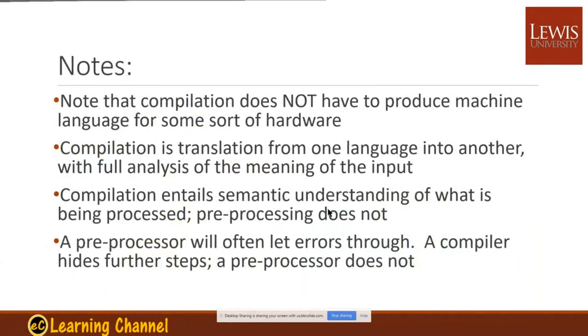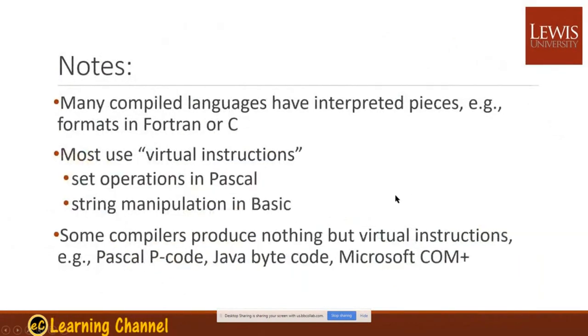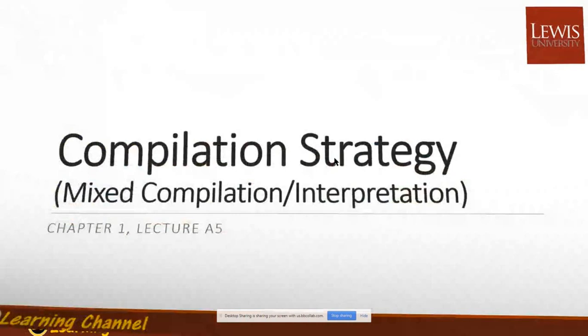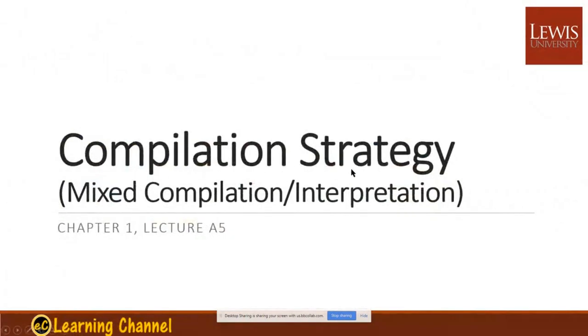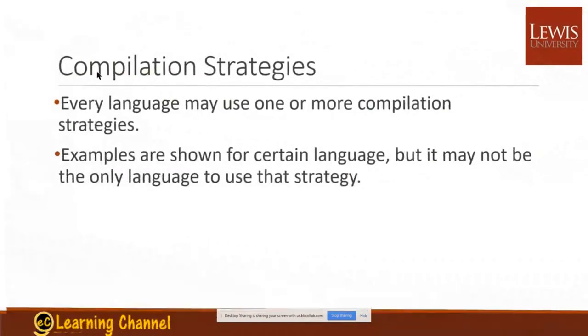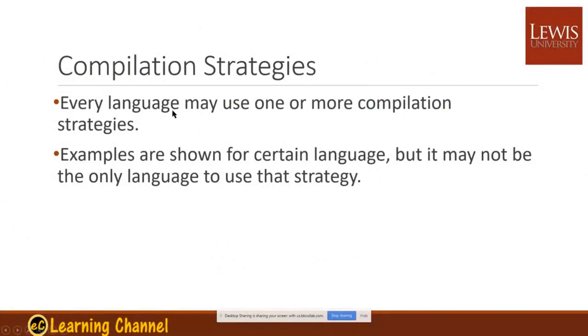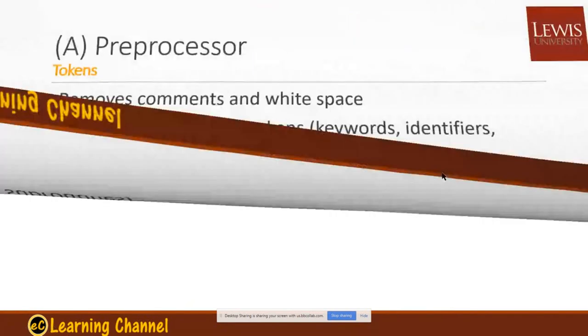Okay, we skip this one. This is a command. You can go back to check there. So for compilation strategy, we have mixed compilation and interpretation. Every language may use one or more compilation strategies. Here are examples. We have three main models. Here we will talk about the compilation strategy, and each strategy has some advantages and disadvantages.